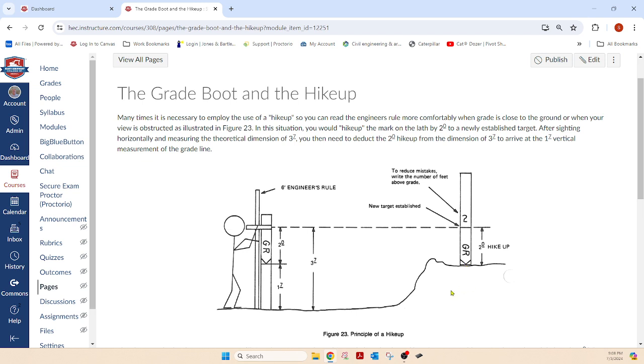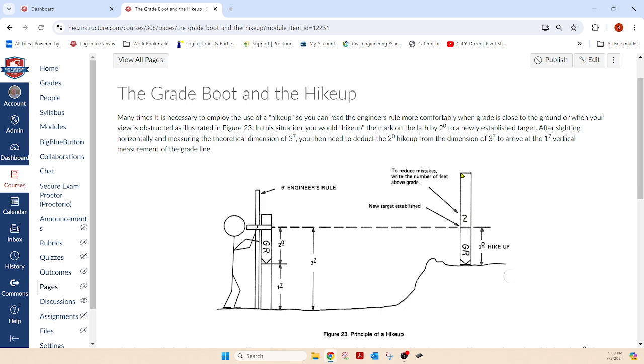So this up here is not the proposed grade. This is line of sight. But it's telling me, by saying that I'm reading 3 7/10 here, and then I drop down 2, I have 1 7/10 left down here. Do you get that? 1 7/10 down here because I dropped down 2.